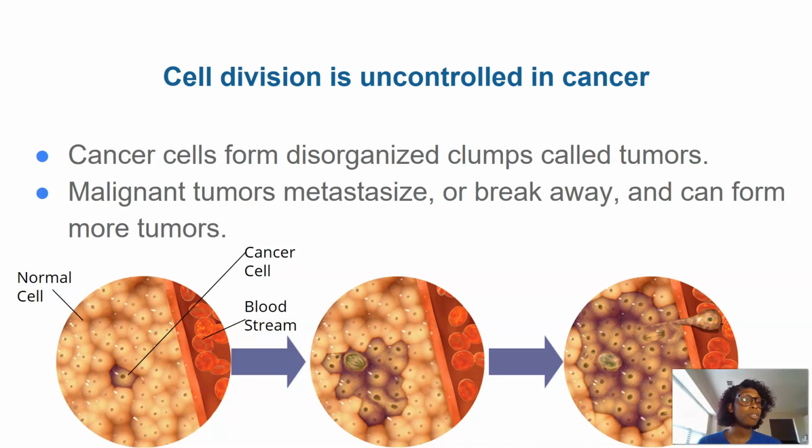So now we have two forms of cancer. We have benign, which means these are kind of in one area, they don't break off, and they're not really harming the body. It still takes blood and nutrients from the body, but they don't break off and go other places to grow. Then you have malignant tumors, which metastasize. They break away and form more tumors and take much more nutrients away from the body.